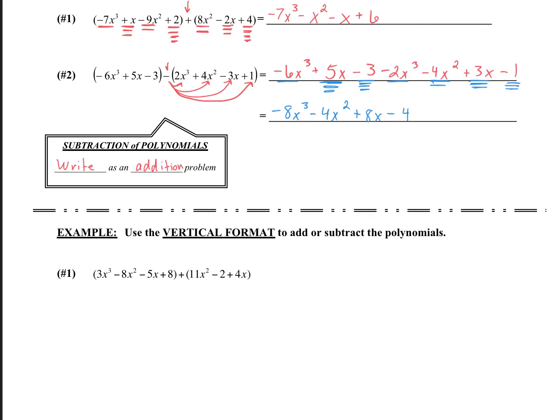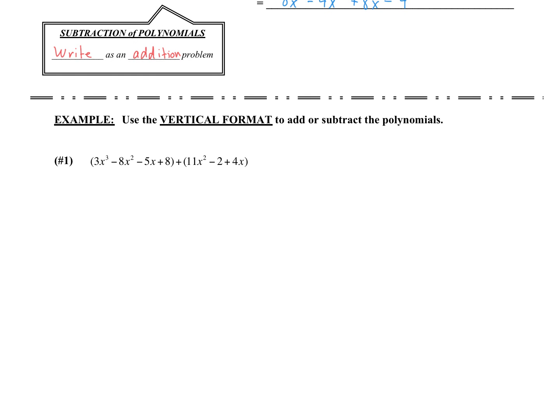Let's talk about how we can use the vertical format, all right? So here, what I'm going to do is I'm going to write that first polynomial out. So I have 3x cubed minus 8x squared minus 5x plus 8. All right, so I just rewrote that first polynomial. And then I'm going to write the second polynomial below it, but I'm going to kind of line up the terms so they're below their like term.